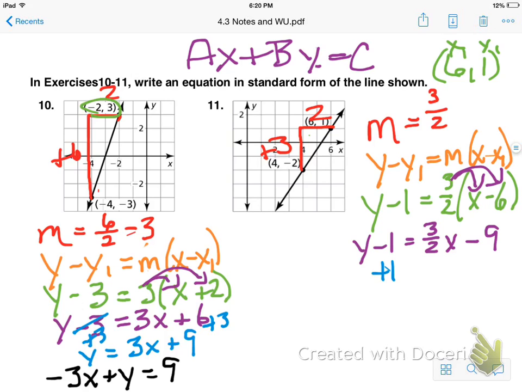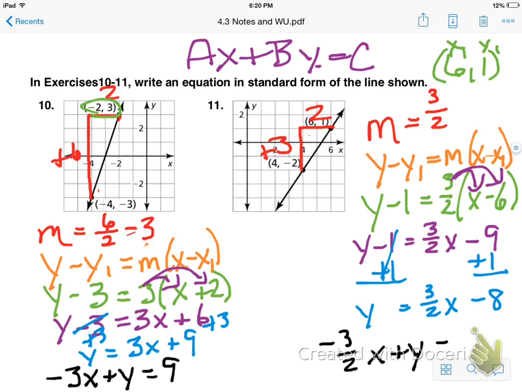I'm going to add 1 to both sides. And we have y equals 3 halves x minus 8. And don't leave it in that form. We want it in standard form, which means the x is on the left. So I'm going to subtract 3 halves x from both sides. So it's going to give me a negative 3 halves x plus y equals negative 8.